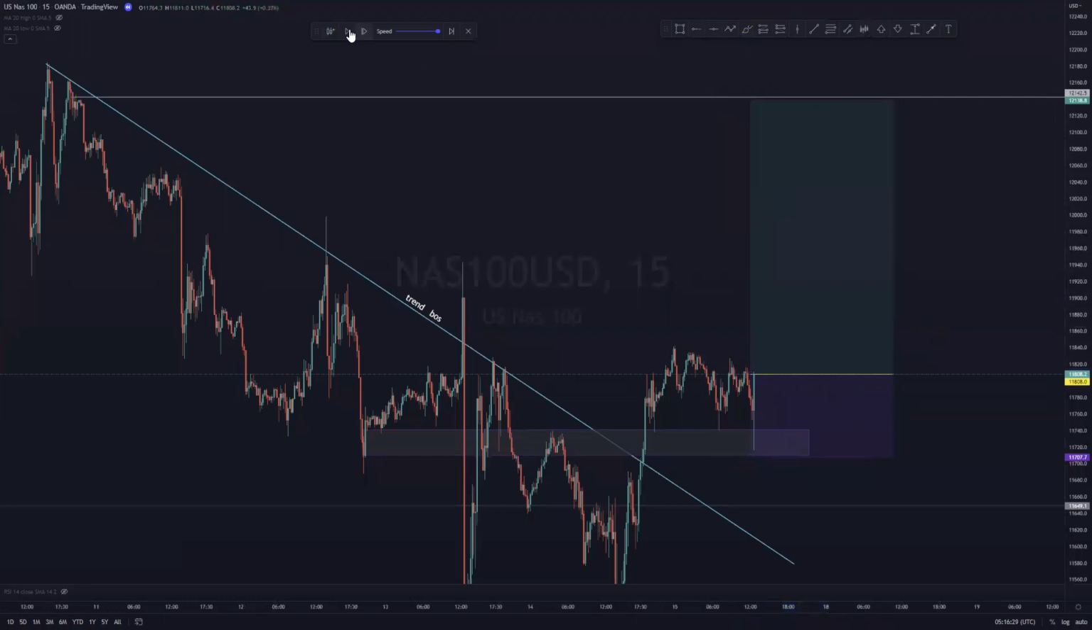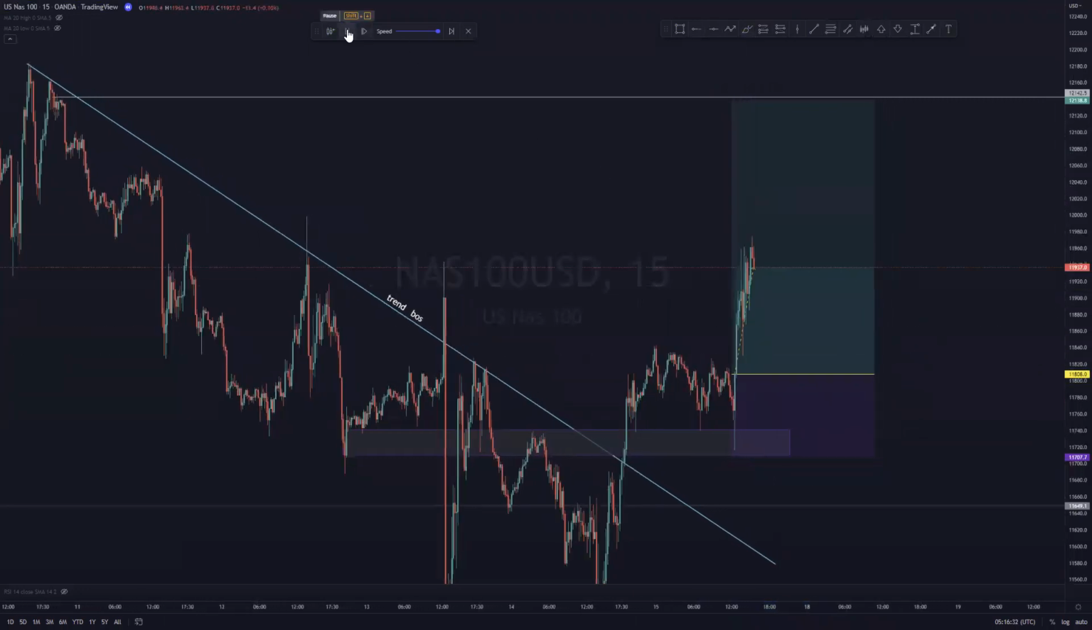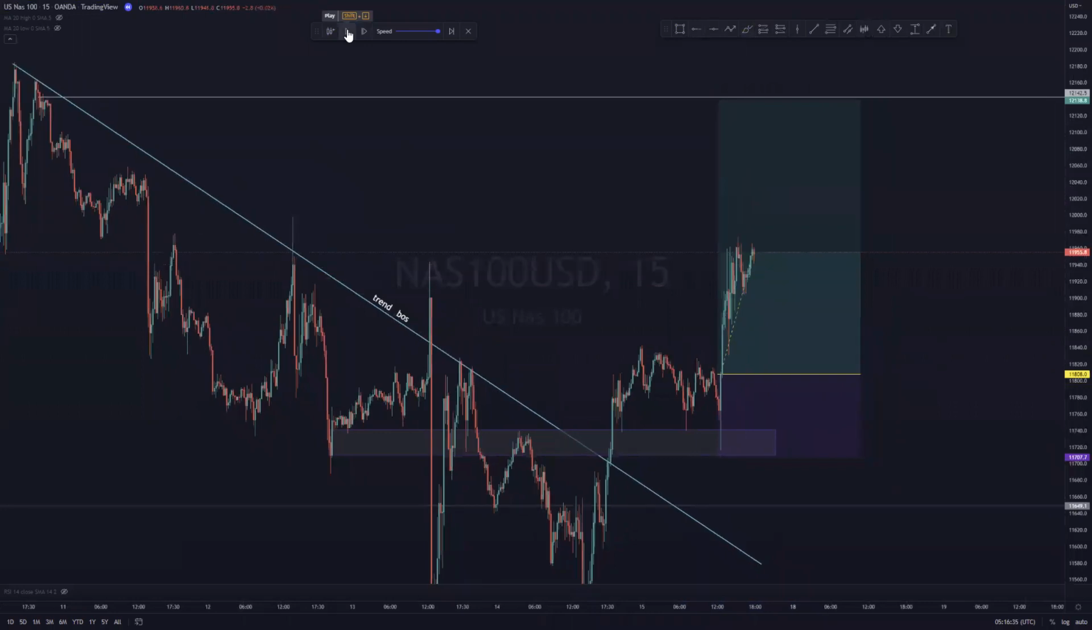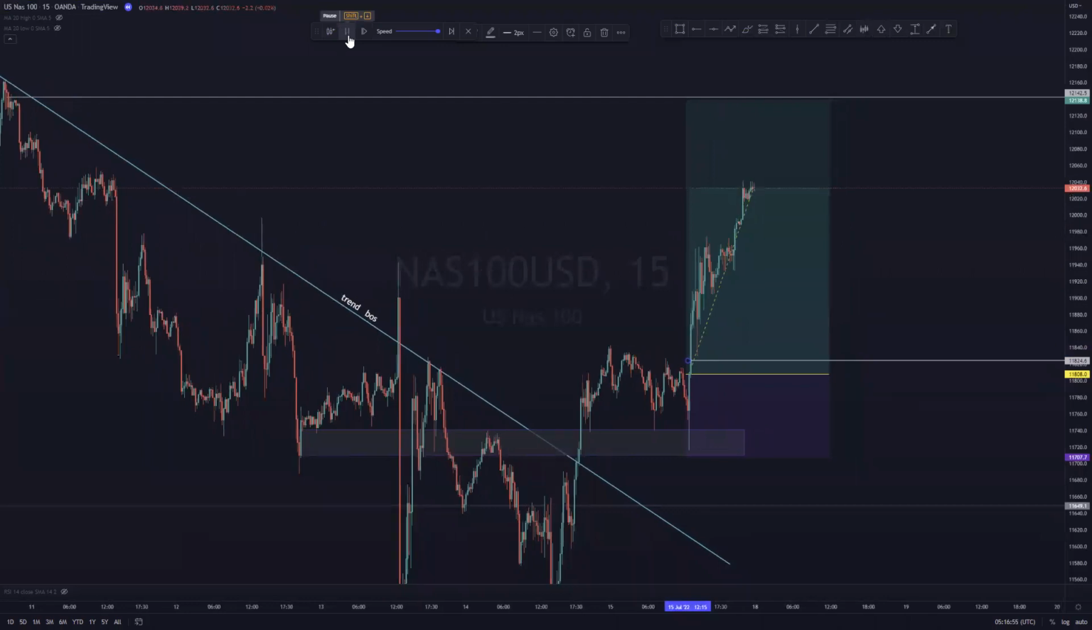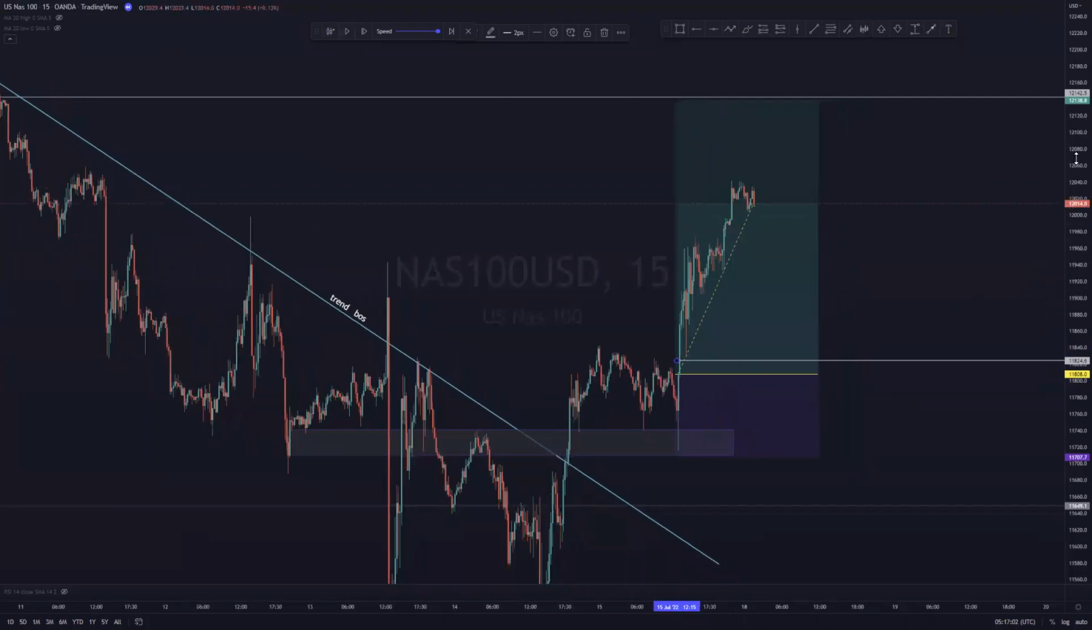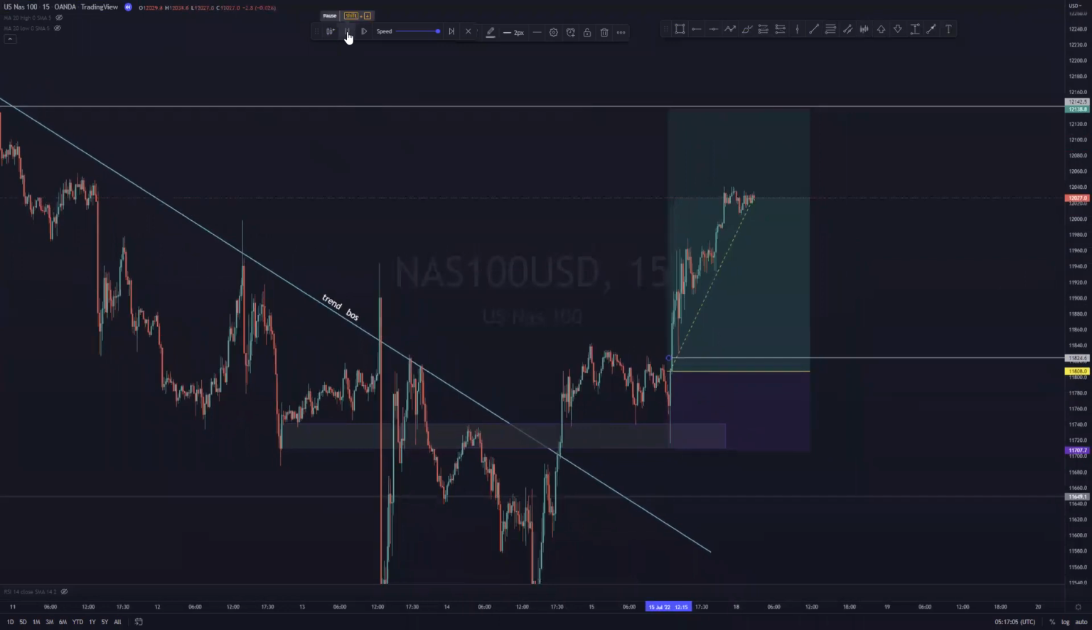Then I waited for TP. Okay. Once this pair moved to the upside, I moved my stop loss to break even. Moved my stop loss to break even, so I can't get a huge loss. So after that, waited a little longer. Doesn't take that much longer to go to the TP.